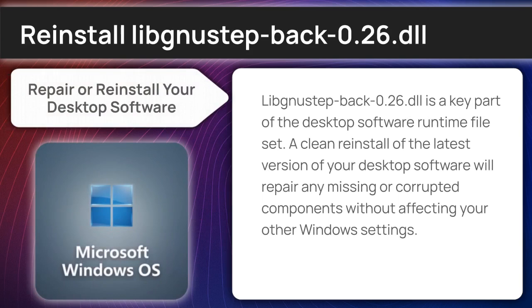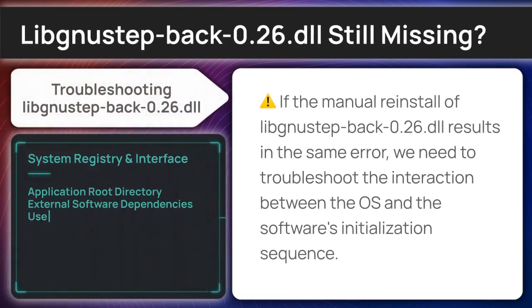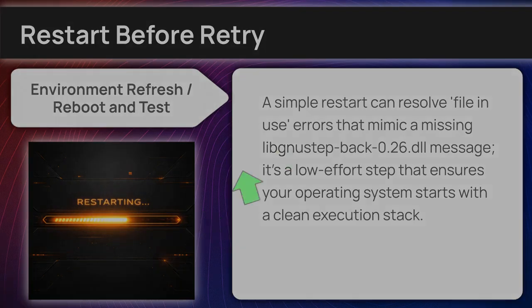A clean reinstall of the latest version of your desktop software will repair any missing or corrupted components without affecting your other Windows settings. If you're still stuck after the reinstall, our next priority is to check for any active blocks in the system path. A system reboot is a reliable way to clear away zombie processes that might be interfering with libgnustep-back-0.26. It's a low-impact step that ensures your operating system is starting with a synchronized environment.